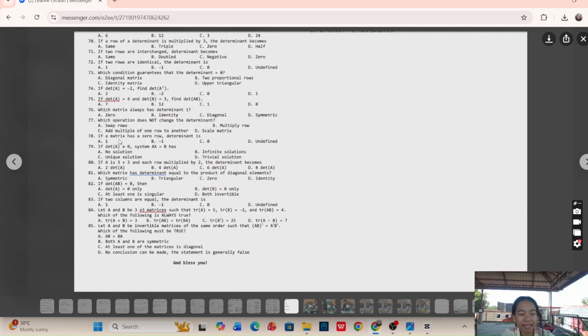Number 84, let A and B be 3 by 3 matrices such that trace A equals 5 and trace B is negative 2 and transpose AB equals 4. Which of the following is always true? So the correct answer for number 84 is letter B. Transpose AB equals transpose BA.